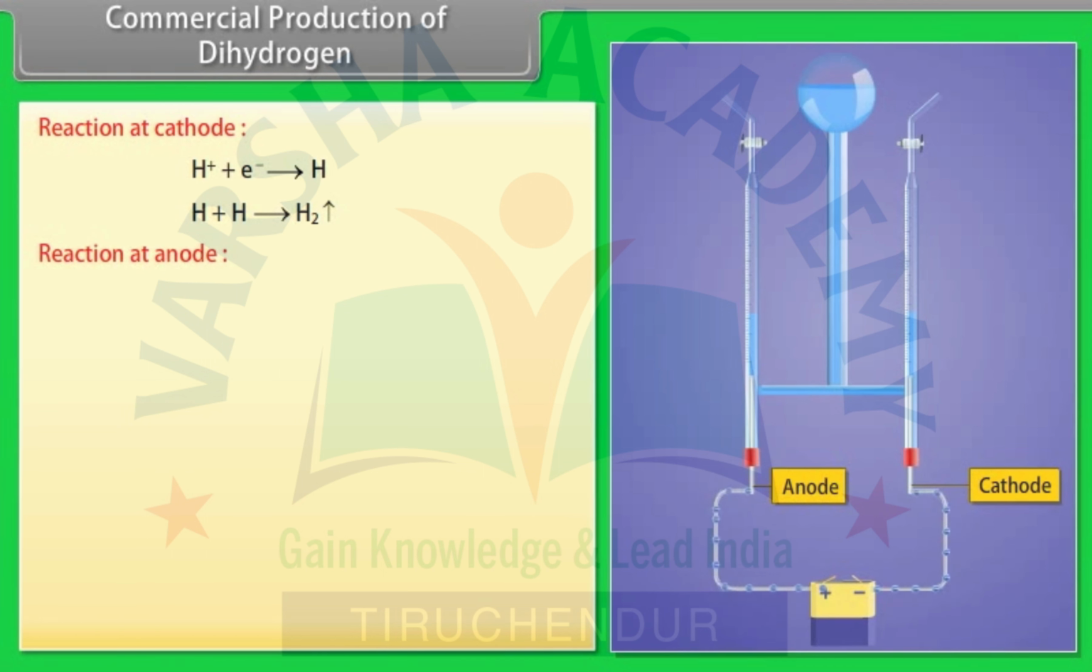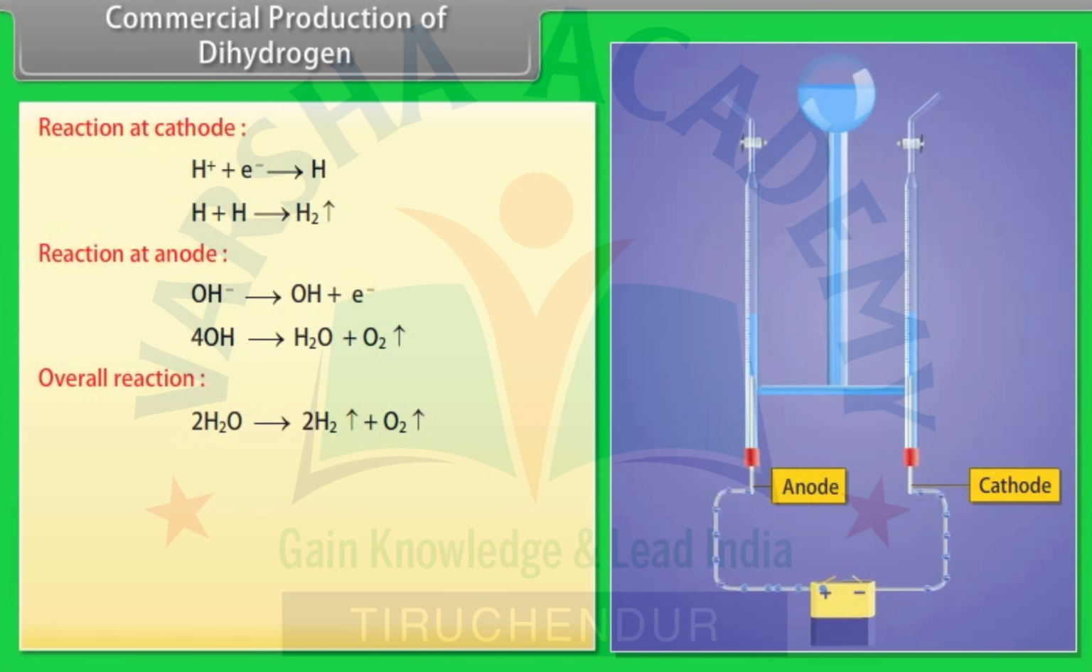Reaction at anode: OH- gives OH plus electron. 4OH gives 2H2O plus O2. Overall reaction: 2H2O gives 2H2 plus O2.